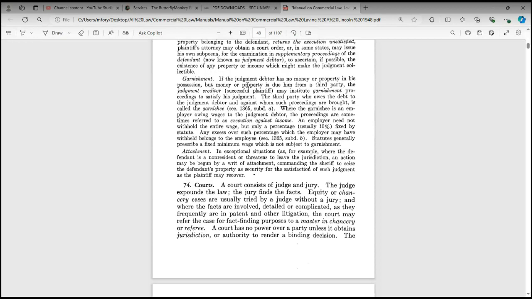Garnishment. If the judgment debtor has no money or property in his possession, but money or property is due him from a third party, the judgment creditor, successful plaintiff, must institute garnishment proceedings to satisfy his judgment. Now, here in trust law, right? This right here, money or property is due to him from a third party.